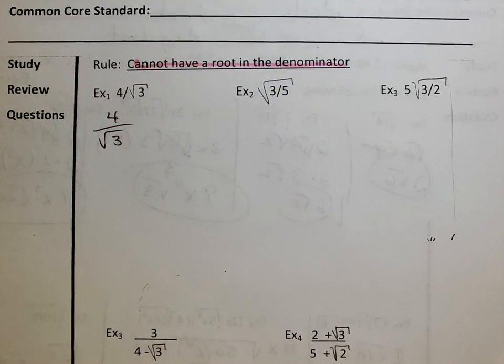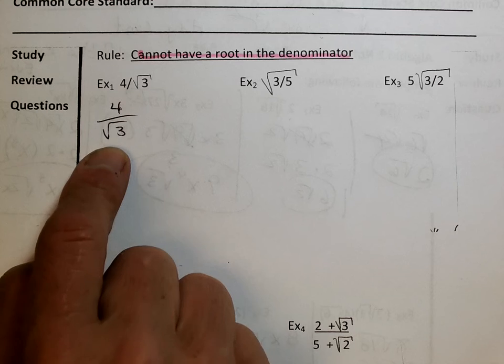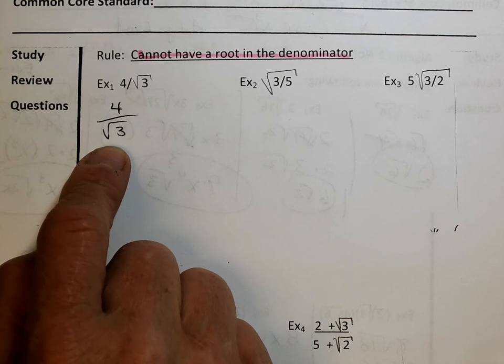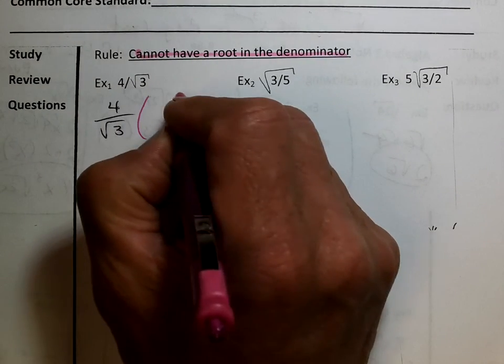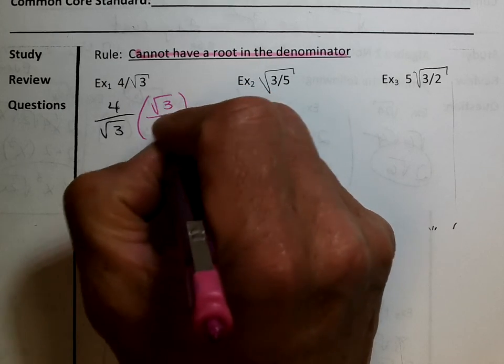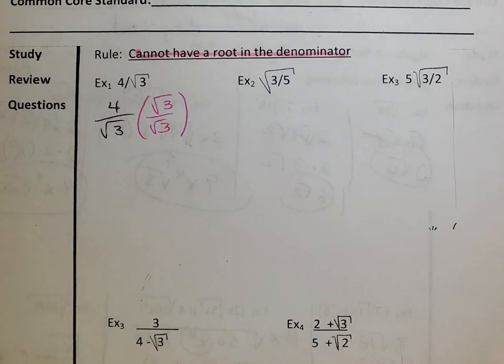And now, here's the problem. You cannot have a square root in the bottom. The problem is the square root of 3. We fixed the problem with the problem. So here's how I do it. I'm going to multiply both top and bottom by the square root of 3. That's going to actually help me out. So what I did is I made the problem even bigger, but it's going to fix itself.